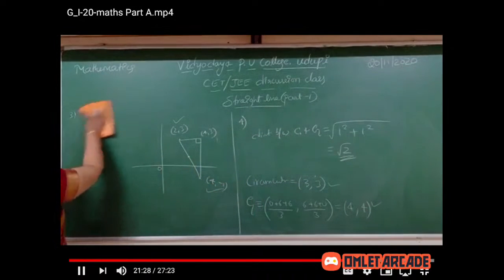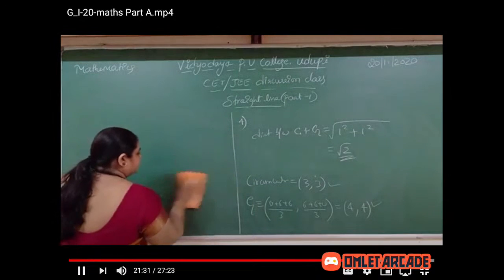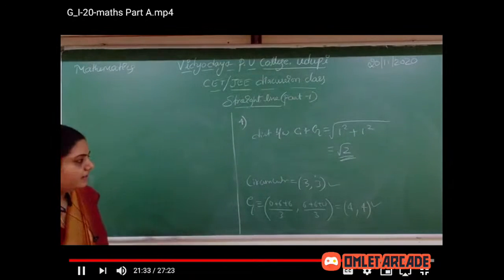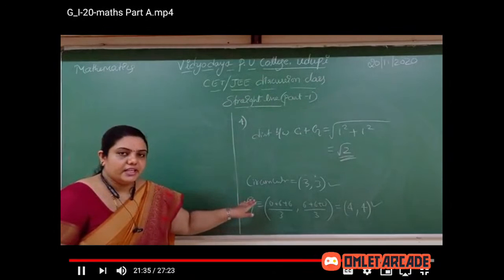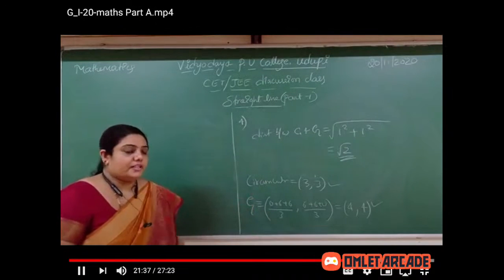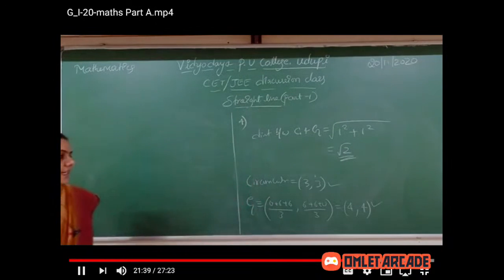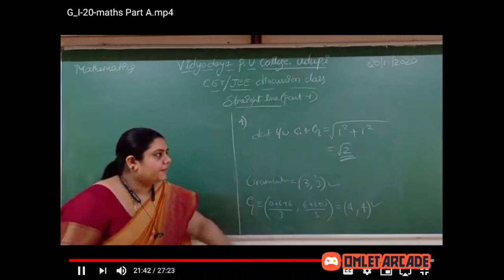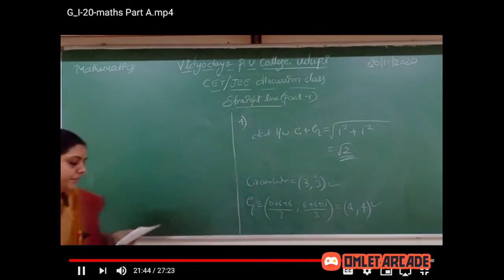Very simple. First you will find the circumcenter. Since it is a right angle triangle, the circumcenter is the midpoint of the hypotenuse, isn't it? Similarly, find the centroid, you know the formula, and find the distance between them.